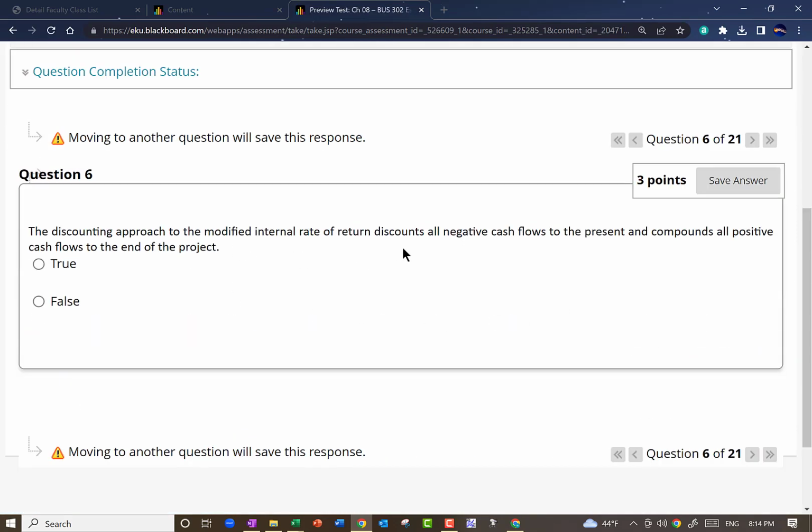Discounting approach to the modified internal rate of return discounts all negative cash flows to the present and compounds all positive cash flows to the end of the project. This is one of the methods that is used in the book. I think this is false. Discounting actually zeroes out the rest. But you can check it in the book.